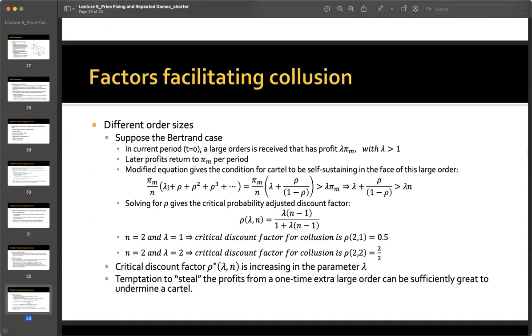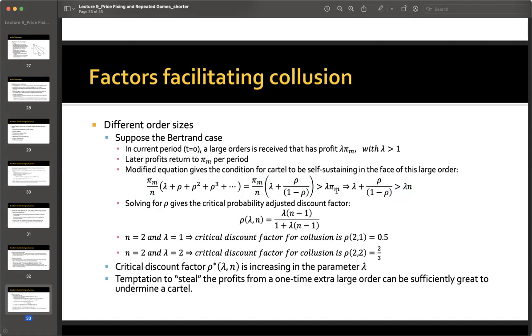So the first term becomes, sorry, not rho, lambda. The first one becomes lambda, which is this. Then this will be self-sustaining if this is greater than the deviation, which is here. So the deviation will also benefit from a large order. So that's the thing, right? So in the first period, pi m over n times the large order, but forever after you'll get pi m over n. And then on the right side, you get this deviation here of lambda pi m.